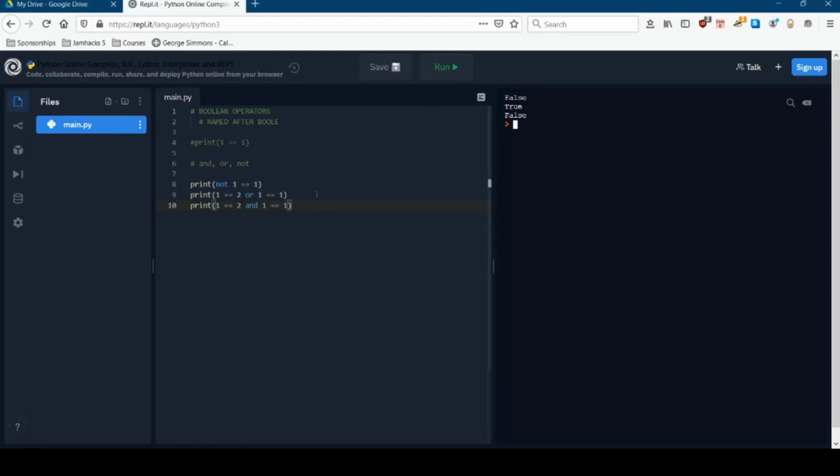So false, true, false. And for or, you can have both of them be true and it's still true. The only time or is false is when both of them are false. So false, false, false. And is only true when both of them are true. So 1 equals 1 and 1 equals 1 are both true. So we got false, false, true. And if both of them are false, it's the same thing, where and evaluates to false.